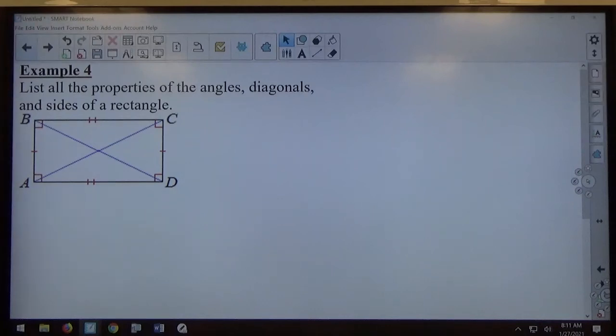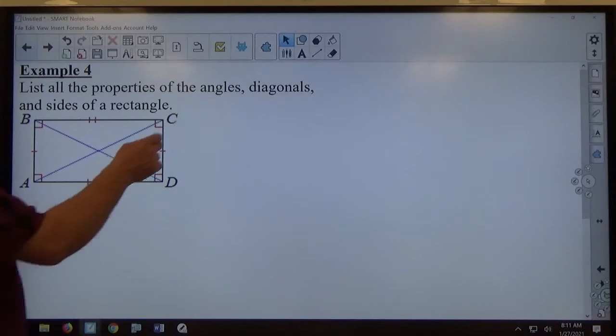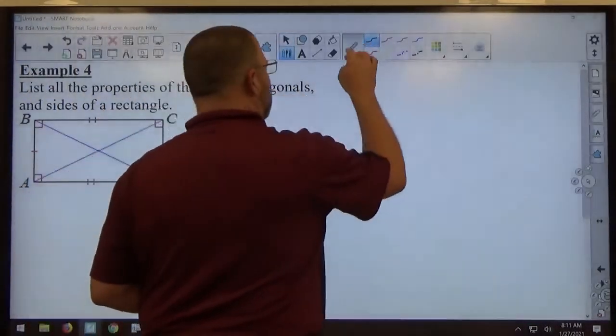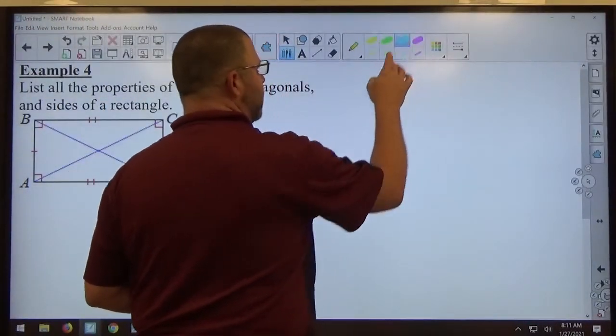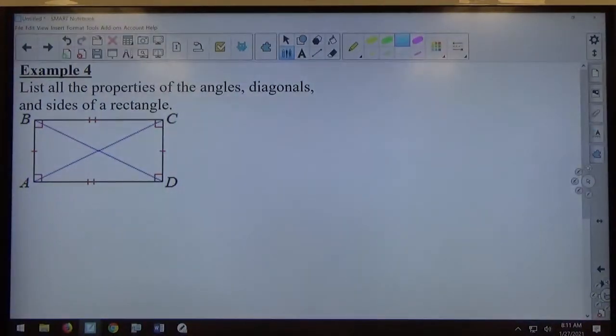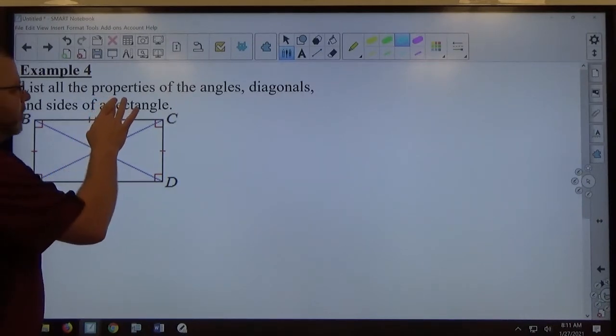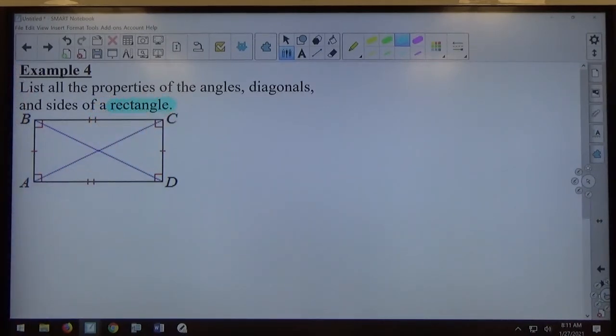So example 4, list all the properties of the angles, diagonals, and sides of a rectangle. We've seen a lot of these quadrilateral figures with all these properties, and we've been really focusing on paying attention to the name of the quadrilateral, and that allows us to apply those properties. In this case, if we see the name rectangle, they say something's a rectangle, we want to know what's true about that.